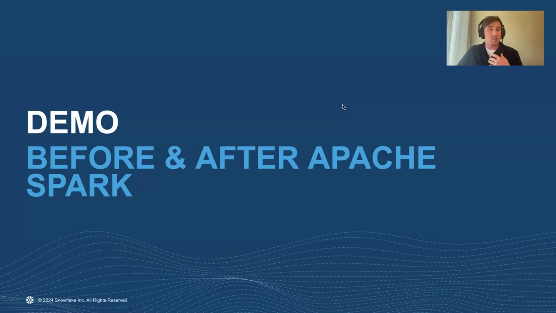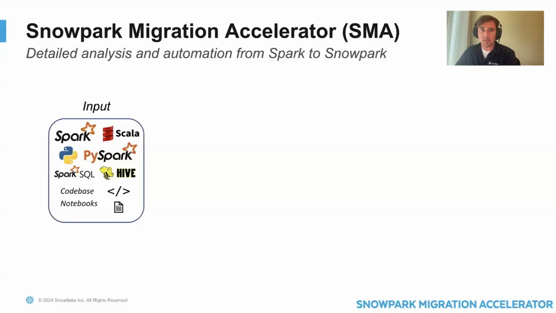To help you understand what you're going to move from Spark to Snowpark, the code, and help you get there. The SMA is a local application that takes in files from a local directory and analyzes them. It's completely secure. No source systems are connected to or accessed by the tool, only code files and notebooks.